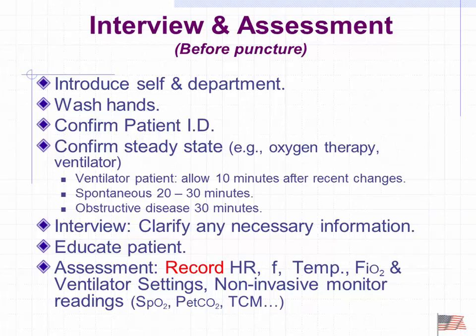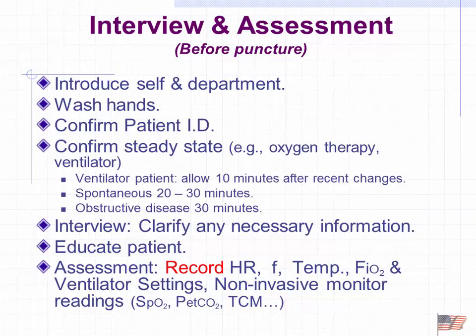We're going to clarify any necessary information, explain to the patient what we're going to end up doing, and we're going to record various parameters that we need to have so that when we go back and look at the blood gas in hindsight, we can say what FiO2 they were on. If we don't have that information, we can't really make any kind of a judgment.